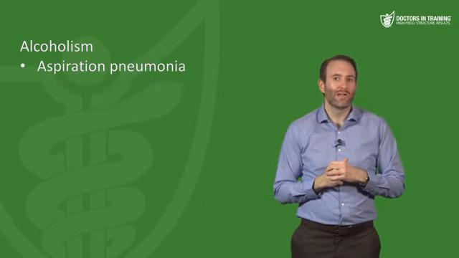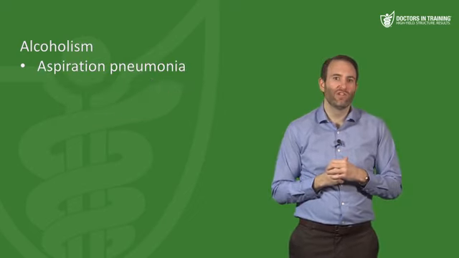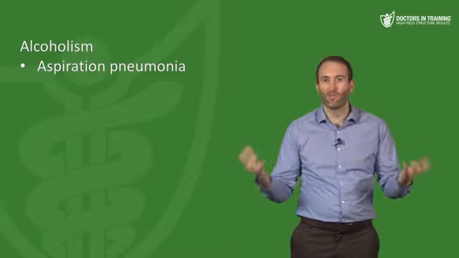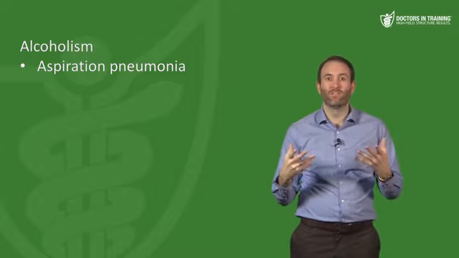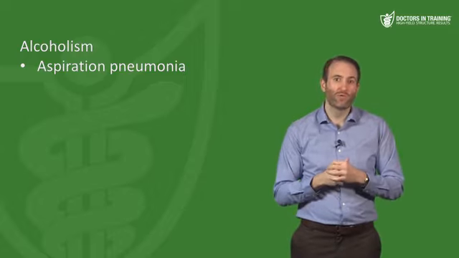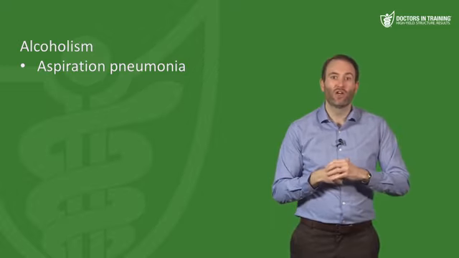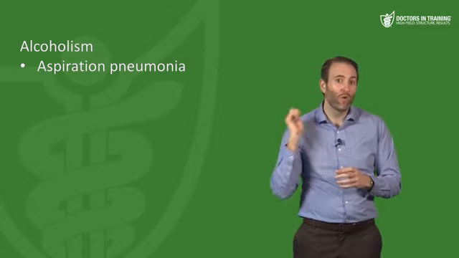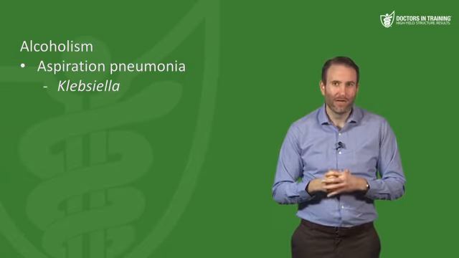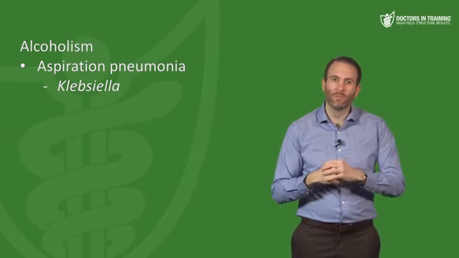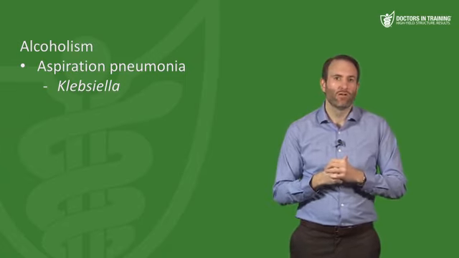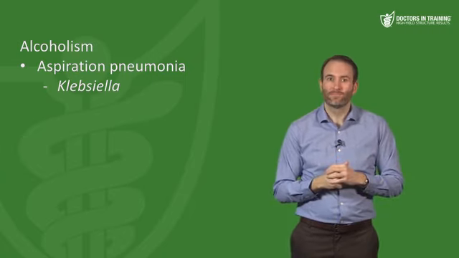Now, alcoholics are at a high risk for aspiration pneumonia as well. So if an alcoholic has impaired mental status due to that alcohol, then vomits, and there's always that chance for aspiration, you always want to think about anaerobic bugs causing that aspiration pneumonia. However, you also want to think about Klebsiella in alcoholics as well. Klebsiella loves to infect people with weakened immune systems, and alcoholics definitely fall into that category.